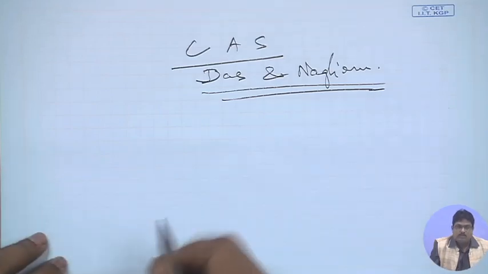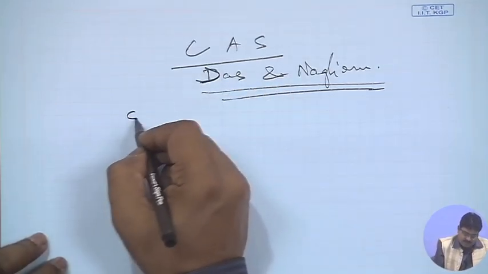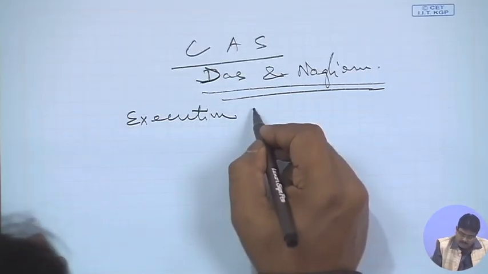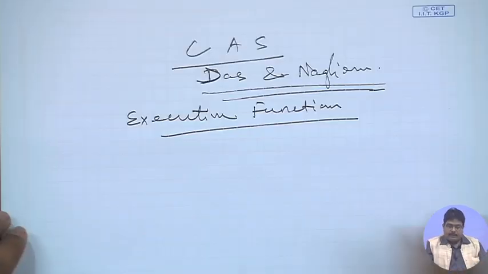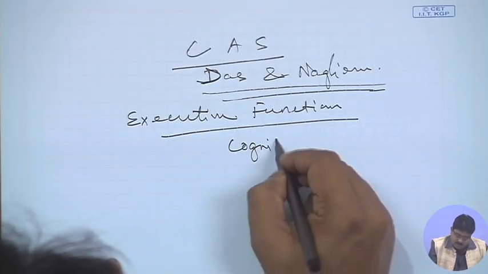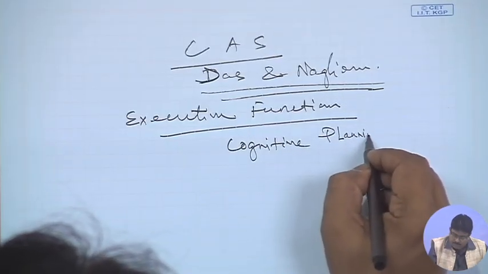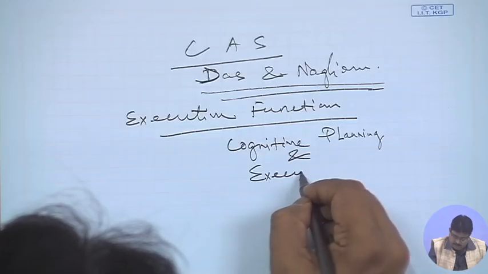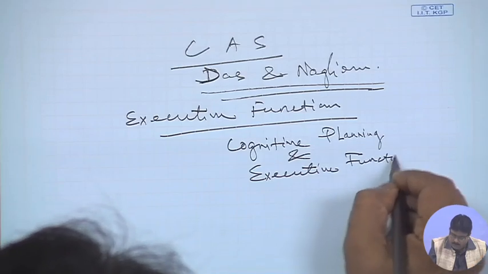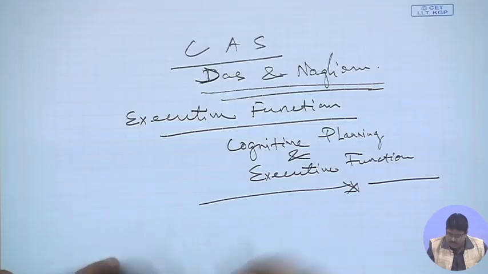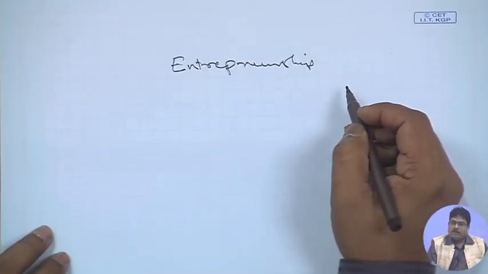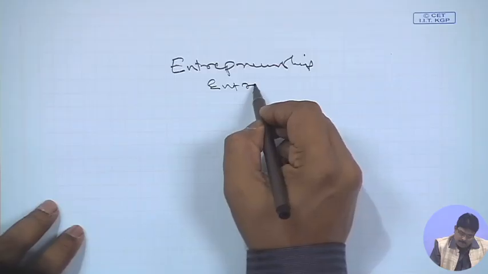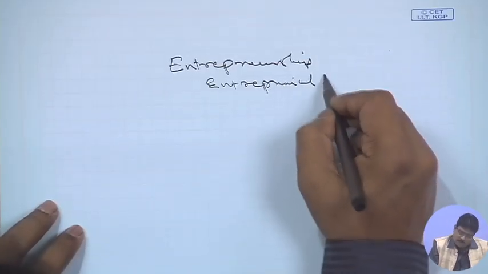Although this is a neuropsychological tool, now it has been extended to measure executive functions. Recently J.P. Das has written a new book on cognitive planning and executive functions. This has been very interesting and has a lot of applications in the domain of entrepreneurship, entrepreneurial personality development.